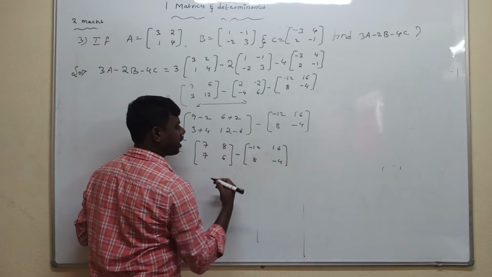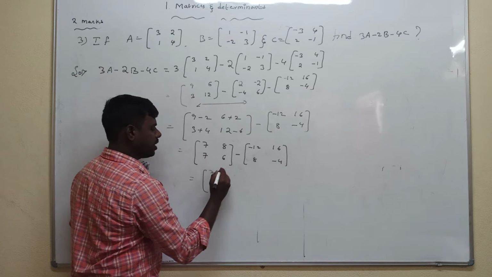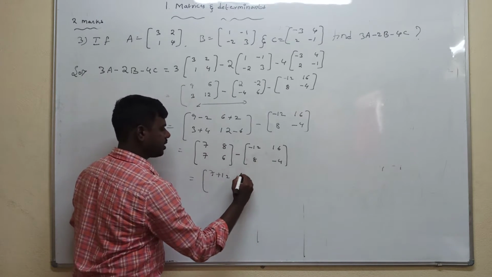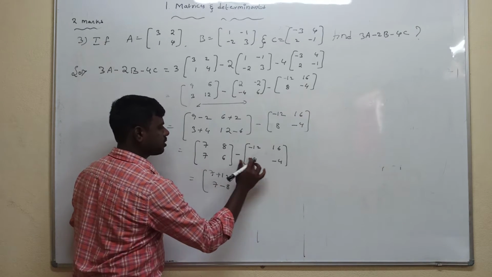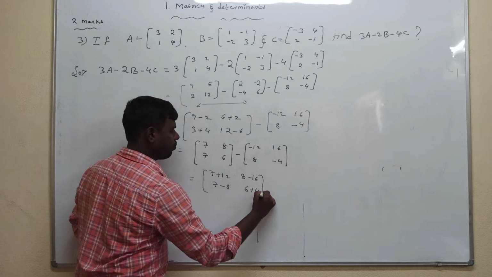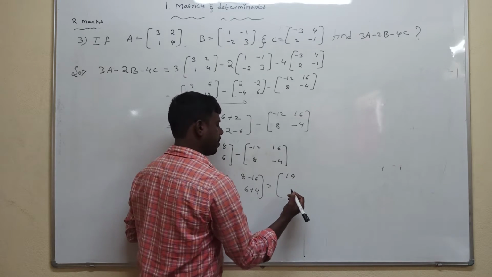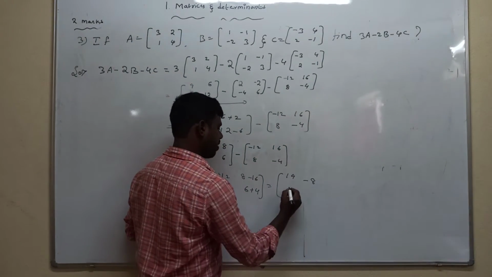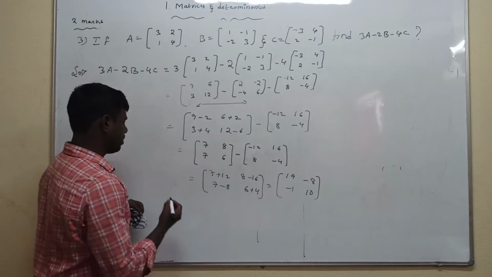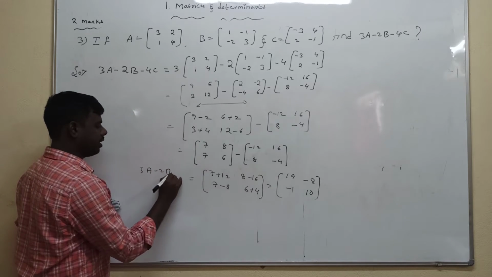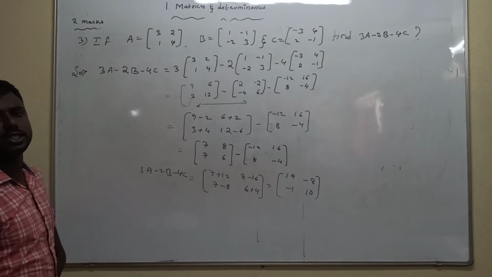Now we are subtracting corresponding elements. So 7 minus minus 12 is plus 12, 8 minus 16, next 7 minus 8, 6 minus minus 4 is plus 4. We get the final answer: 7 plus 12 is 19, 8 minus 16 that value is minus 8, 7 minus 8 value is minus 1, 6 plus 4 value is 10, and this matrix value is 3A minus 2B minus 4C. This is the process to find the 3A minus 2B minus 4C.